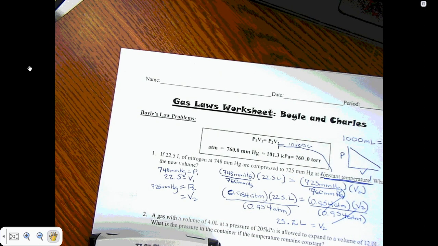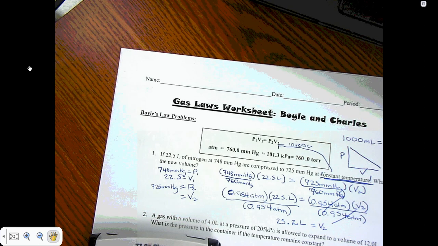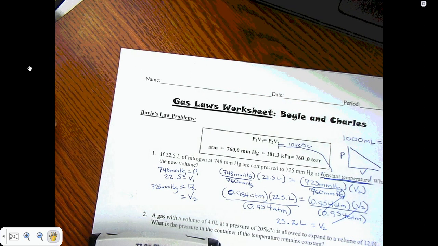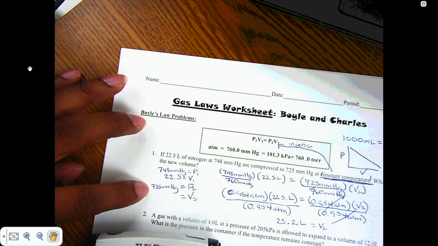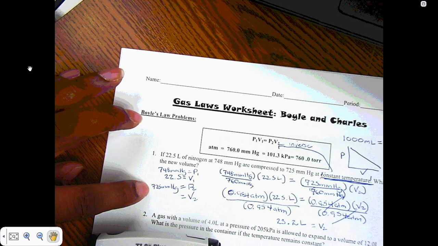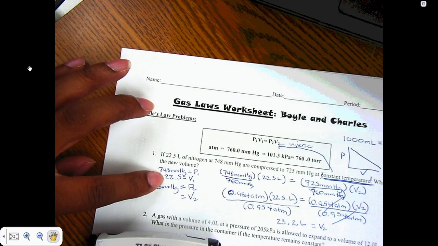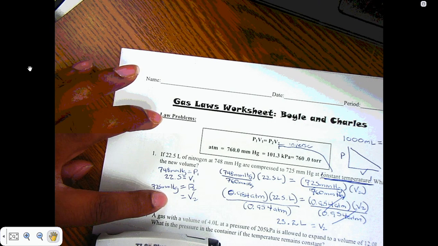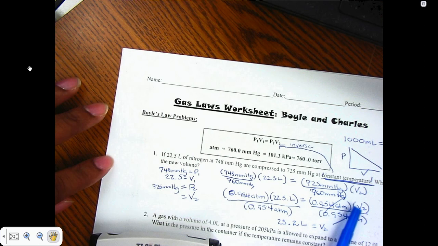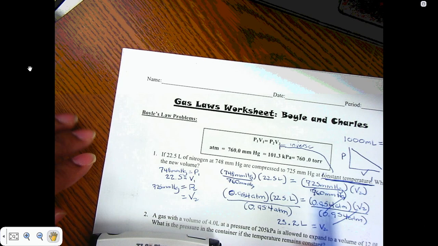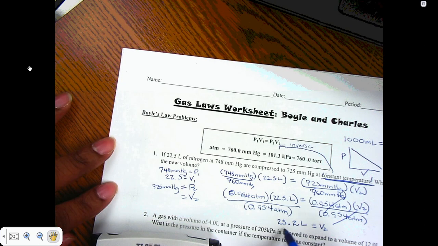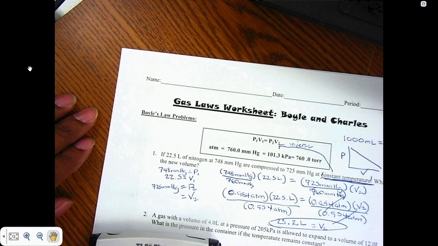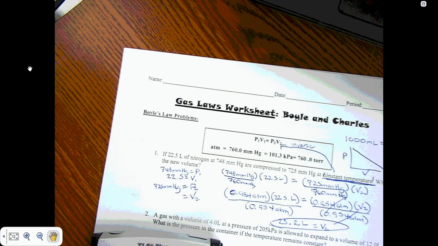Now, what should be noticed is if you compare the values of P1 to P2 and V1 to V2. P1 has a value of 748, and that value decreases to 725. And because there's an indirect relationship, this is going to imply that going from V1, which is 22.5, we should expect this value of V2 to increase. That value does increase. We didn't know prior to actually solving the problem by how much it increases, but we should know that because of the inverse relationship, this number does increase. Okay, so let's look at another one.